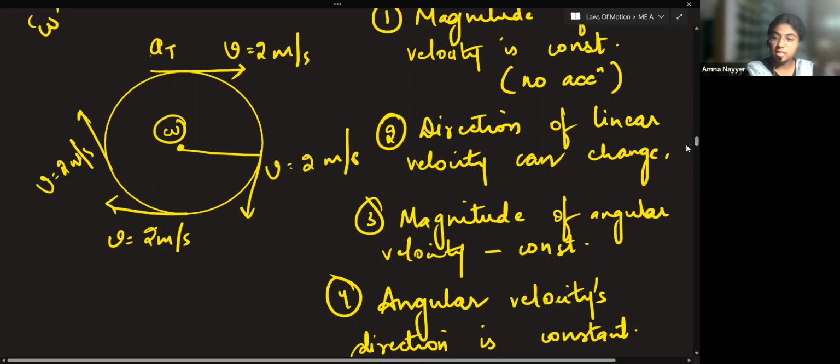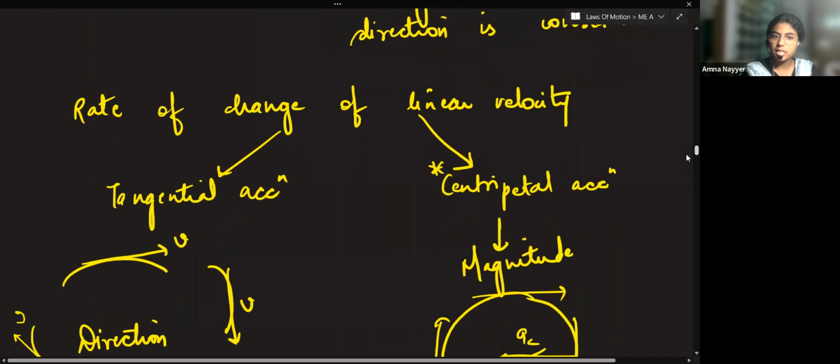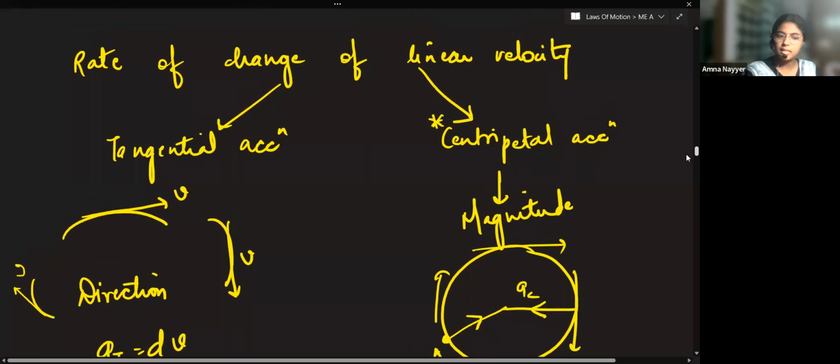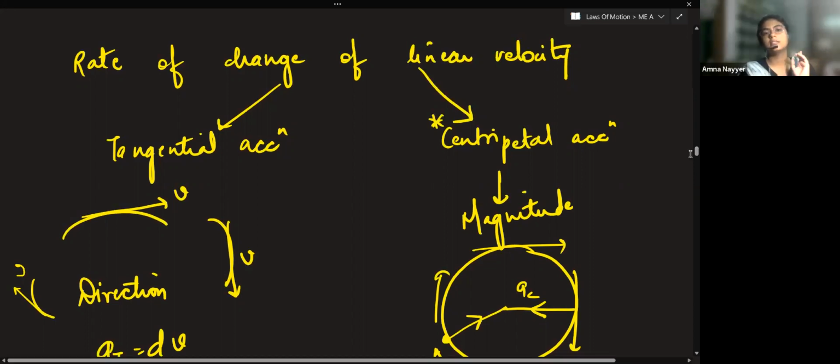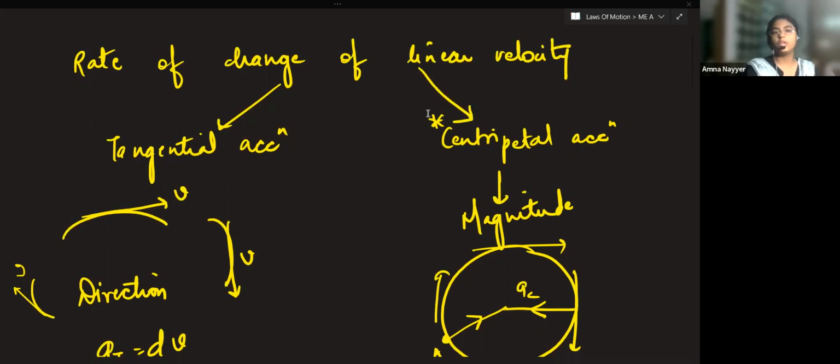Two types of acceleration will arise because of it: tangential and centripetal acceleration. When there's a rate of change of linear velocity, both these accelerations arise. Rate of change of linear velocity gives you the magnitude of tangential acceleration, whereas V square by R gives you centripetal acceleration. Remember the direction of centripetal acceleration is along the radius and towards the center. These are the basic things for it. Note it down, then we'll do non-uniform.